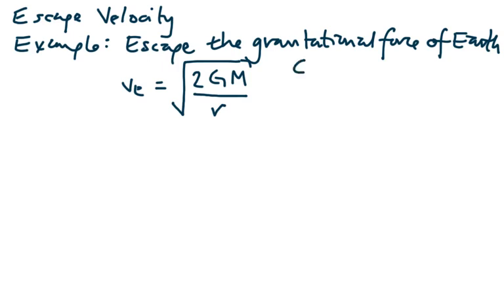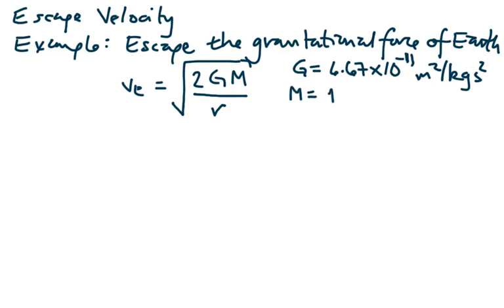So for our particular example, the gravitational constant is 6.67 times 10 to the minus 11, as always, and this is in units of meters squared per kilogram per second squared. And the mass in this case is the mass of the Earth, since that's what we would like to escape. And that's given by approximately 6.0 times 10 to the 24 kilograms.